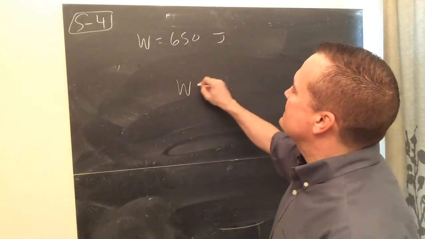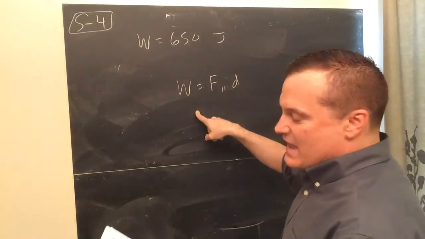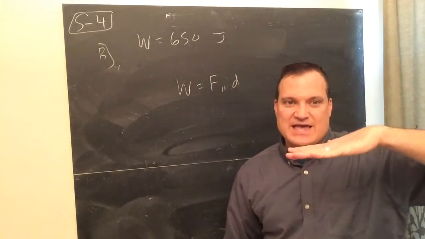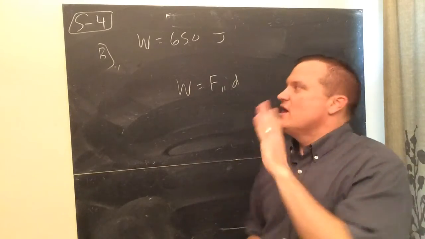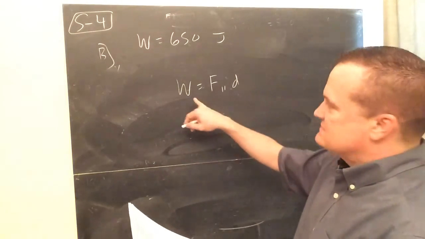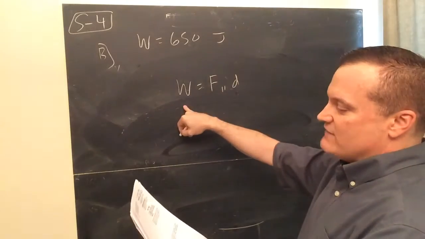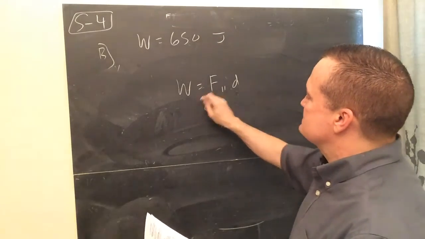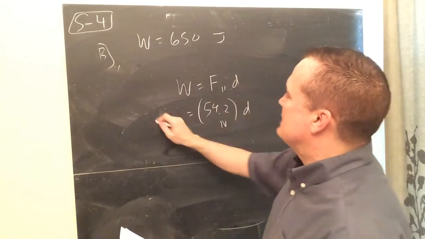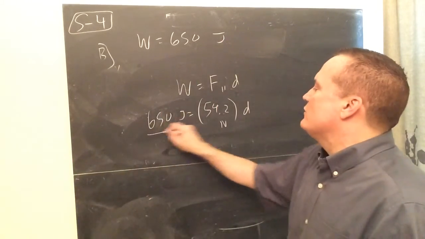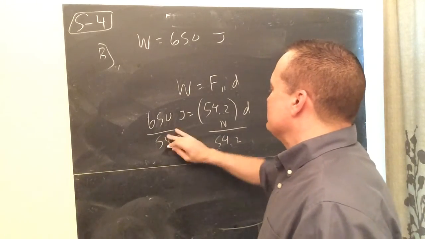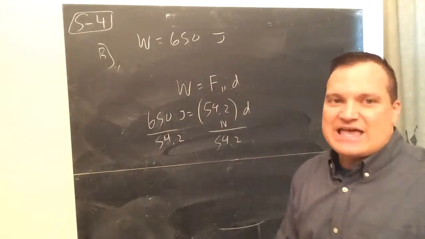So on B, it's the same problem as A. The first part's the same. But notice here they didn't give you the distance. They gave you the 54.2, which was the force, but not the distance. And of course, you just found 650 joules. So then you would just divide that. All I'm doing here is showing you, some of you could probably just, oh, you're ready now, I hope. If not, you can go back through and watch this. But it's the same problem.